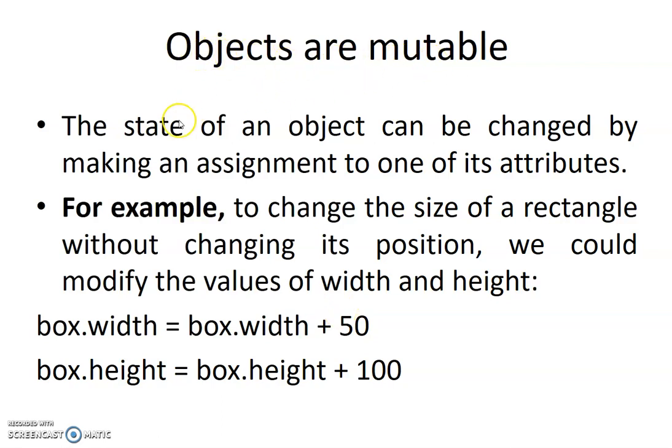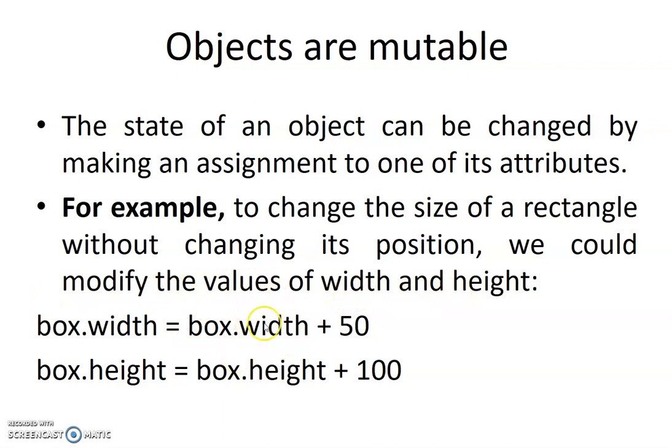Objects are mutable. The state of an object can be changed by making an assignment to one of its attributes. For example, if we want to change the size of a rectangle, how can we change it without altering its position? Here is an example. We are changing the size without changing its position. We can modify the values of width and height.